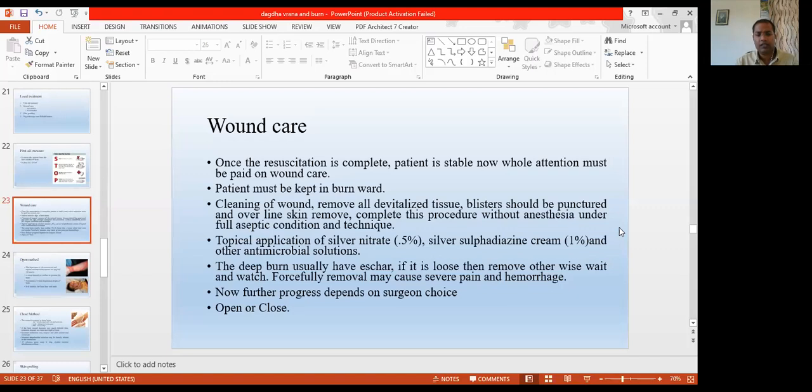So it also protects. There are very few agents which can penetrate through scar, and if infection travels below the scar, below the crust, then mafenide acetate is the only agent which can act, because it can absorb deeper into the scar and act as an antimicrobial and clean that infection. So these are some agents you can use topically.